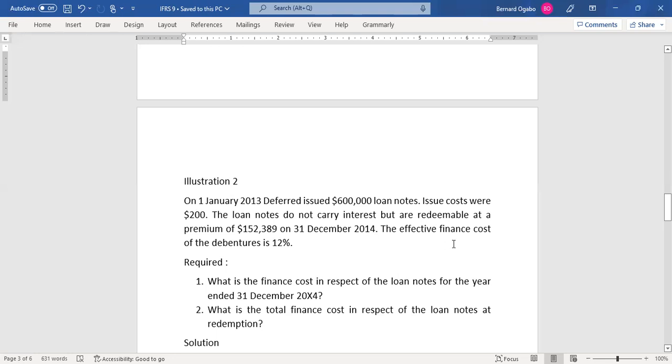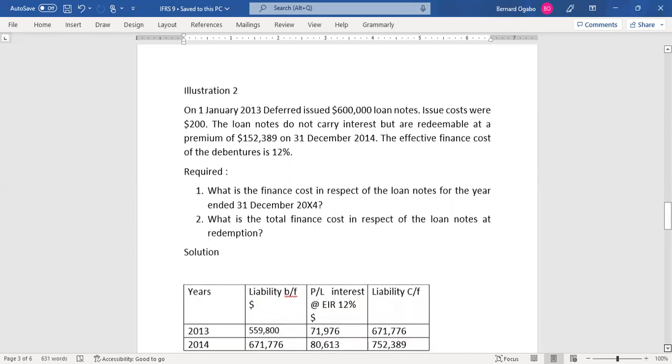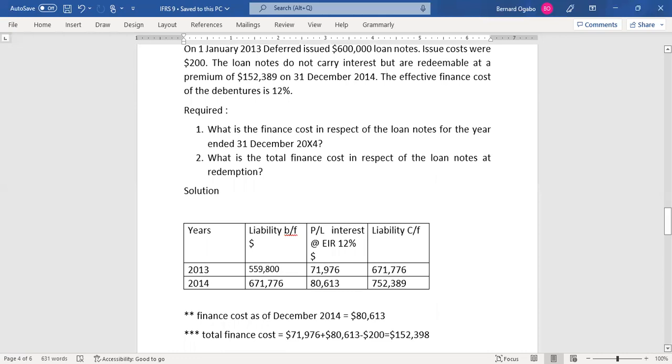The effective finance cost of the debenture is 12% required. What is the finance cost in respect of the loan notes for the year ended 31st December 2014? That's the second year. And second, what is the total finance cost in respect to the loan notes at redemption? So simply, we're going to apply the same procedure.